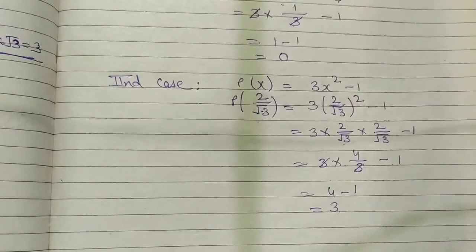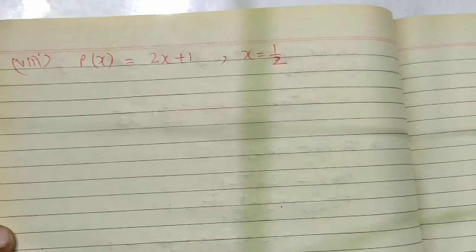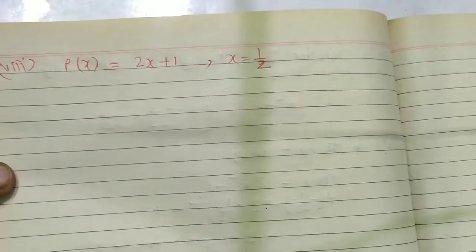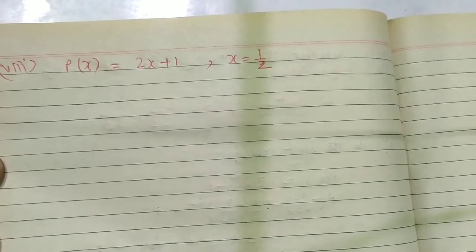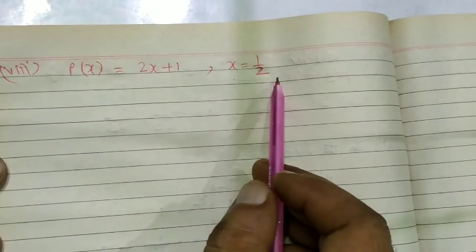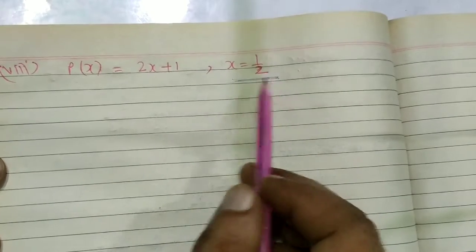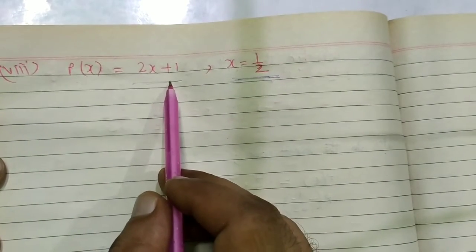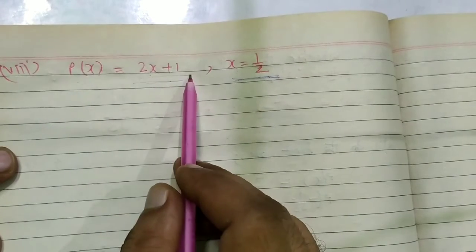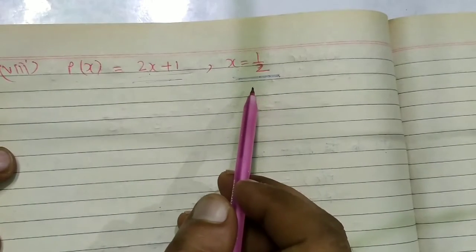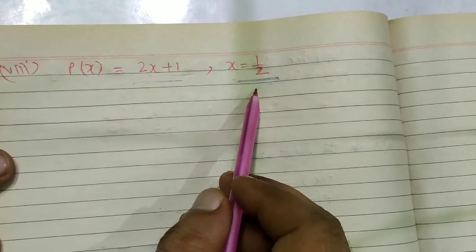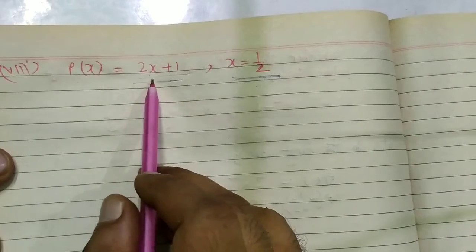Let's begin with the eighth part, right? Okay, here is the eighth part of question number 3. So here it is given, we need to find whether this value is the zero of this polynomial or not. If after substituting this value in this polynomial we get 0 as the result, then it is a zero. Otherwise it is not a zero of this polynomial, right?